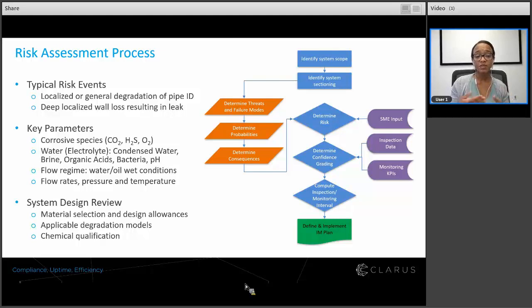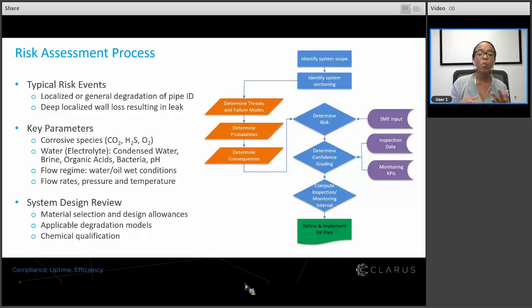Finally, flow rates, pressure, and temperature. Are flow rates increasing the likelihood of the corrosion mechanism? Is it disrupting mitigation strategies such as corrosion inhibitor, or is it even upsetting corrosion?